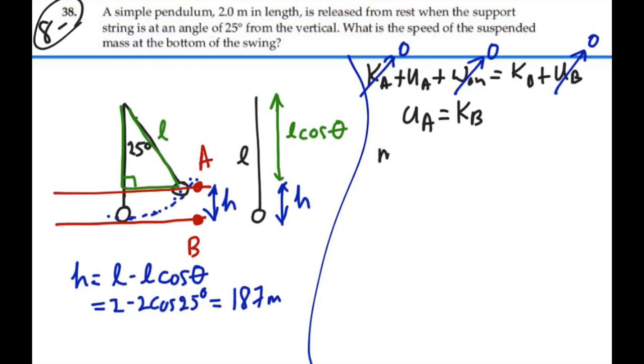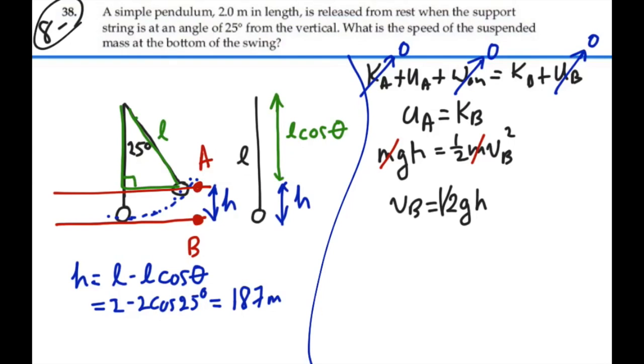In other words, mgh should equal 1/2 mass times velocity at B squared. Well, the m's cancel out, and solving this for the velocity at B, we have the velocity at B equals the square root of 2gh. We've seen this before. If we start from rest and go down to a lower height, a distance h, the velocity at that height would be the square root of 2gh.